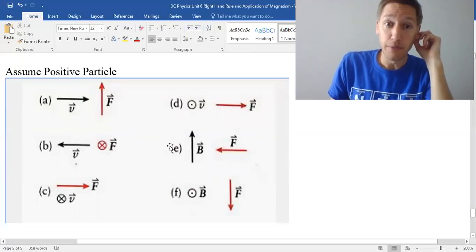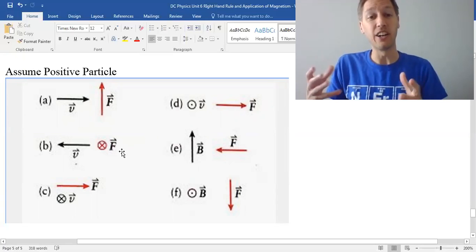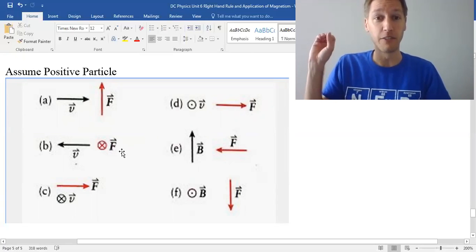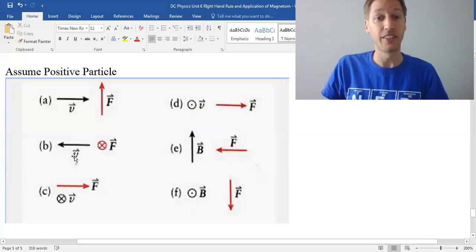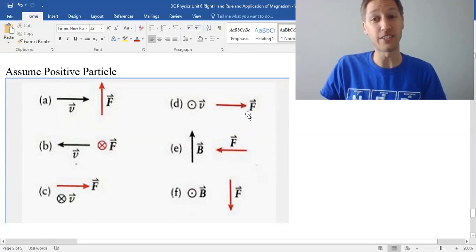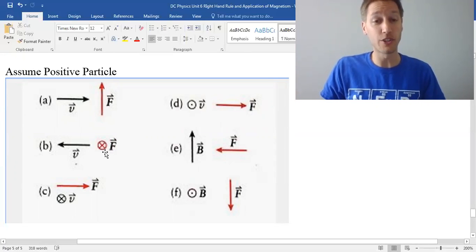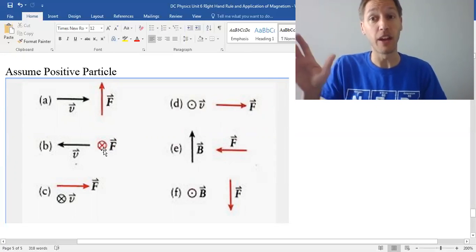For convention, you'll sometimes see X's and some dots. Think of it like an arrow: the X's are the feathers of the arrow. If you're shooting into the board and you see an X, that means the field is pointing into the board. If you have a dot in a circle, that's like the tip of the arrow coming towards you. So for B, we're saying that the force is going into the board, away from me.